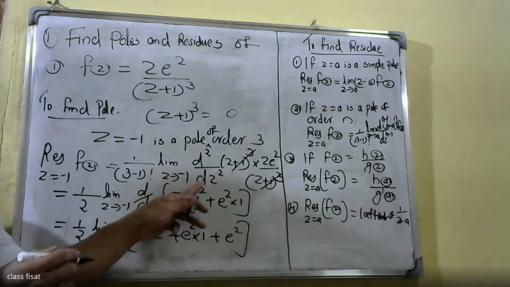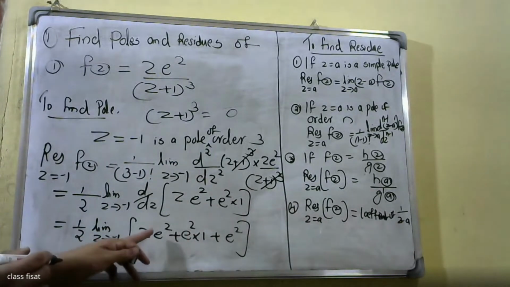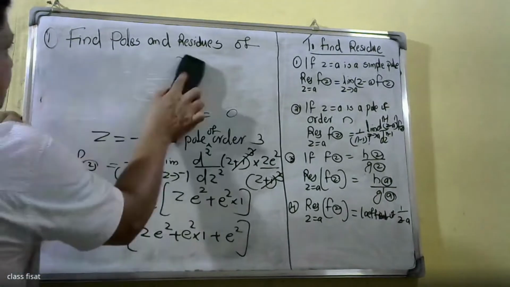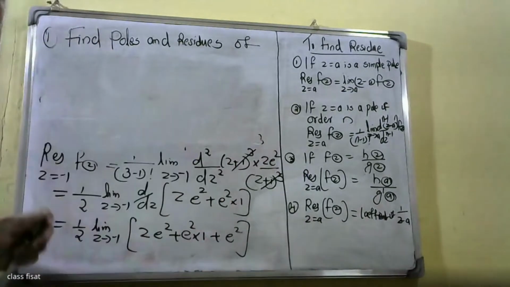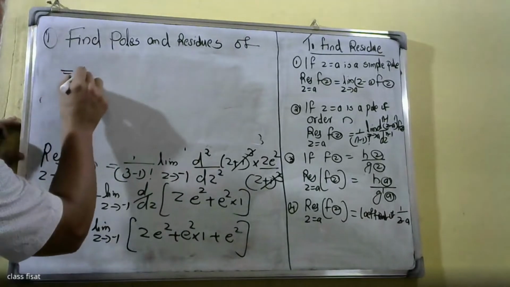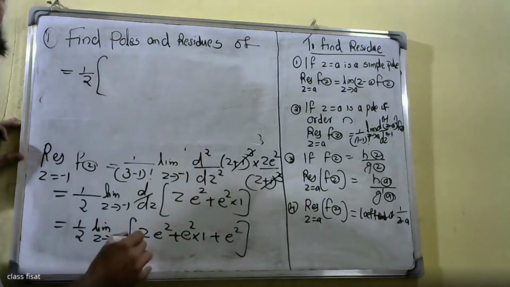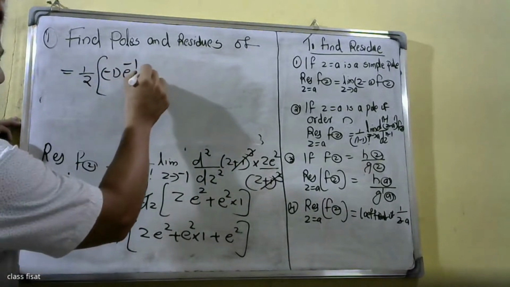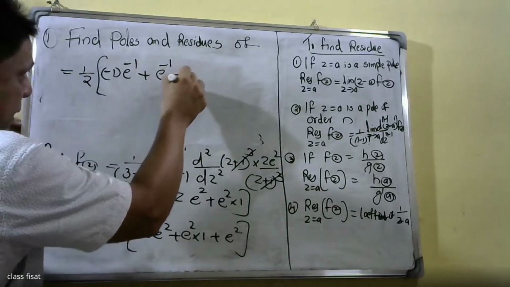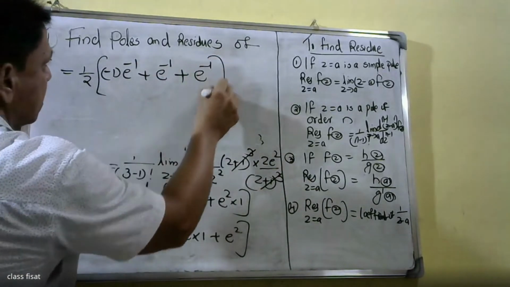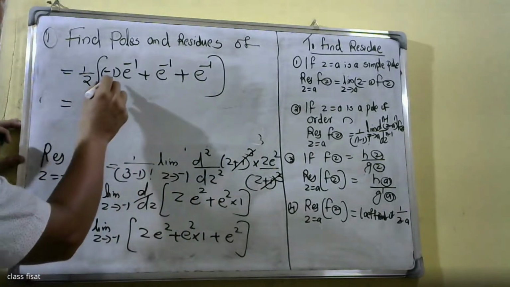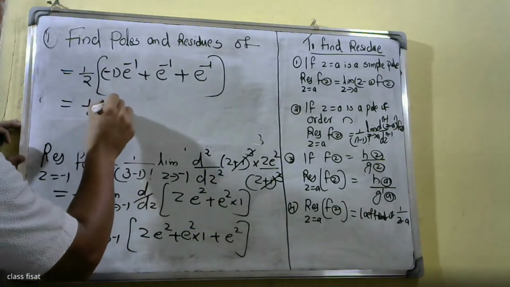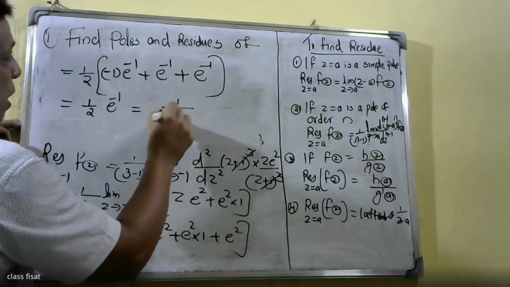Differentiating d squared by dz squared in this way, now we substitute z equal to minus 1. That is 1 by 2 into, at z equal to minus 1: minus 1 into e raised to minus 1 plus e raised to minus 1 plus e raised to minus 1. That is minus e raised to minus 1 plus 2 e raised to minus 1, which gives 1 by 2 e raised to minus 1.